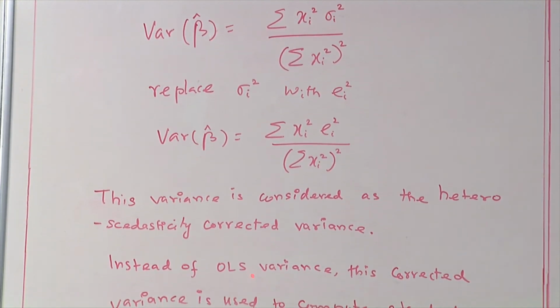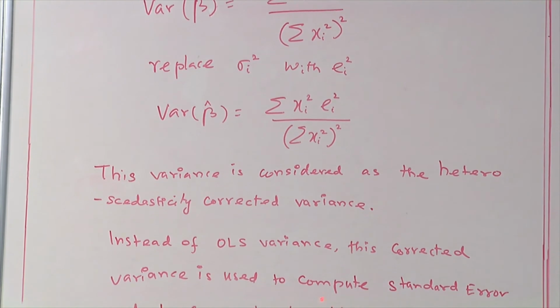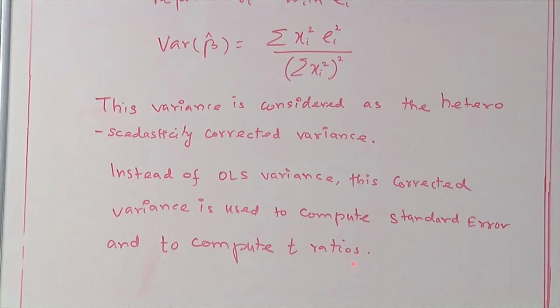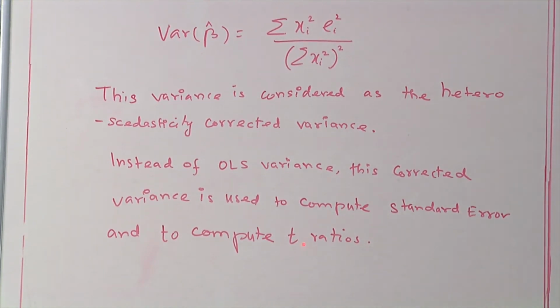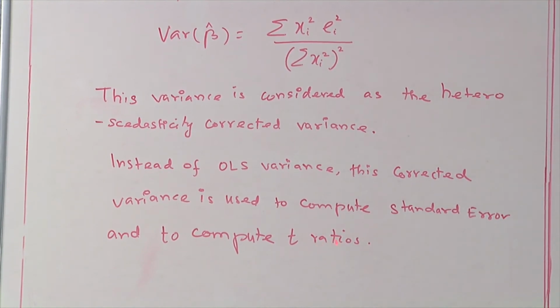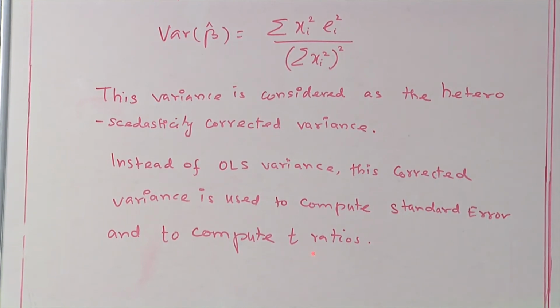Instead of the old variance, this corrected variance is used to compute the standard error and to compute the t ratios. So, these t ratios will not mislead. This will tend to the corrected t values if the sample is quite large. So, these t ratios will give the realistic statistical inference for the regression coefficients according to this procedure.